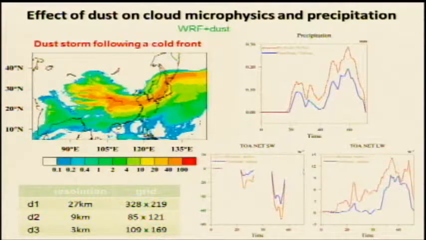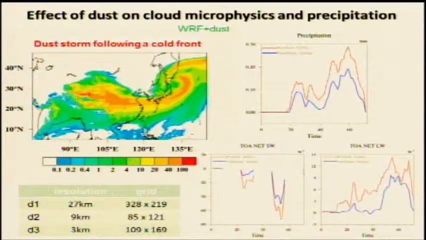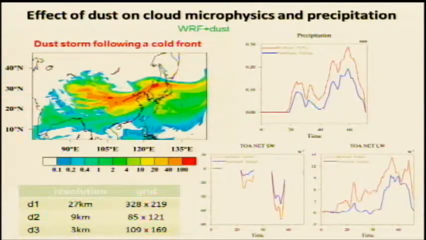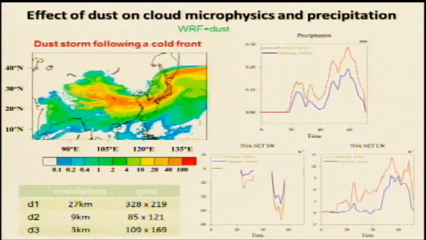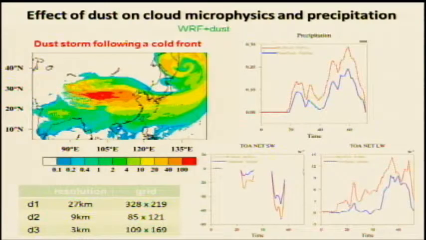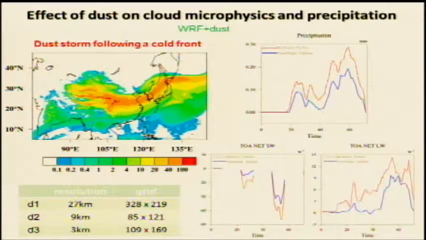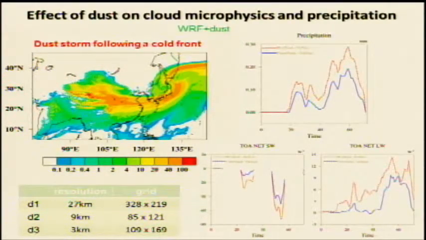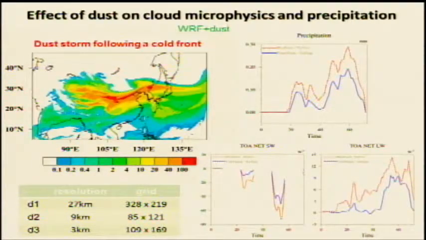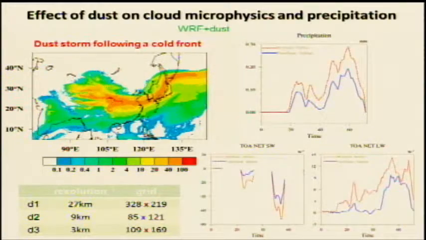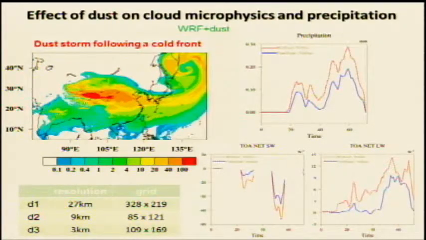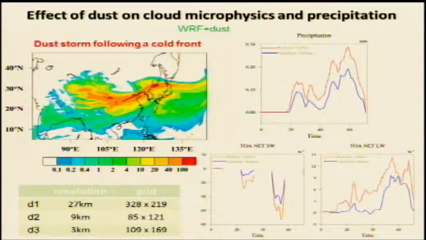This is one case showing a dust storm following the cold front in East Asia. I won't show you the detail, but only the difference. The blue line is the simulation without dust effects, and the red line is the simulation with the dust effects. And this is the precipitation. You can see a significant difference here. And also, since it modifies the cloud, you also see large differences in the shortwave radiation and the longwave radiation.